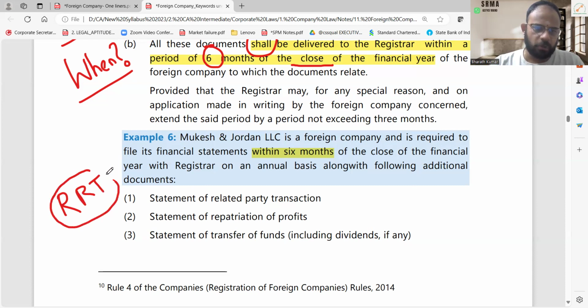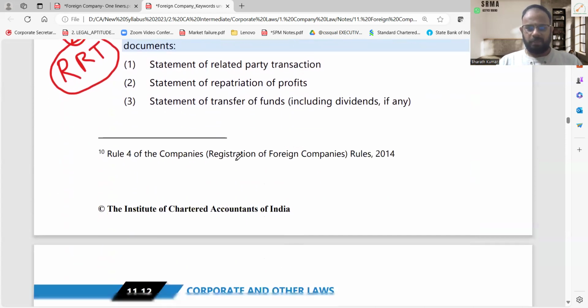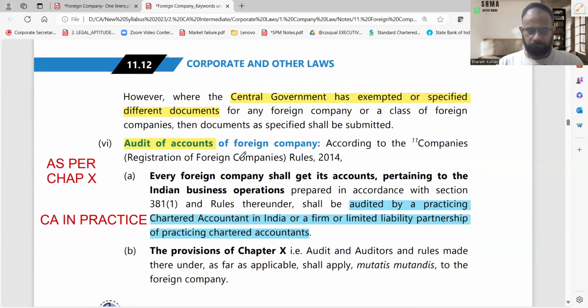Remember this as a point. We already told it before: from the close of the financial year, any financial year, they are going to give you 6 months as the time. 30 days we have already told before on the FC1. Are we clear? This only is the major.